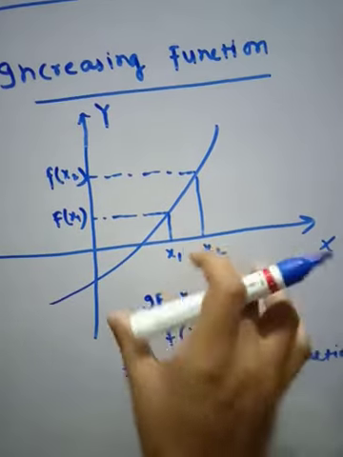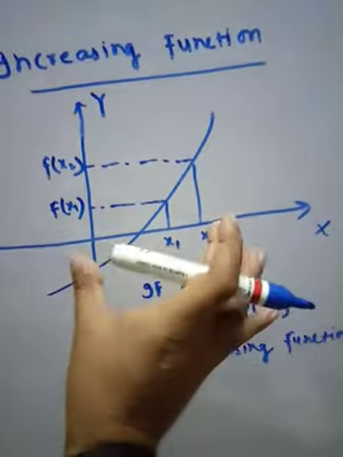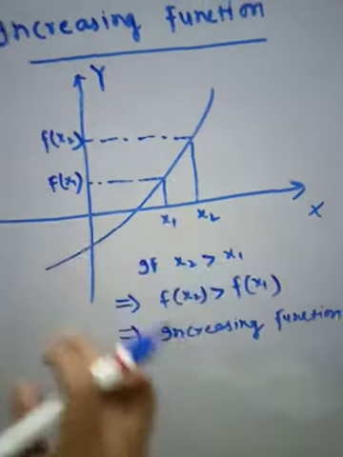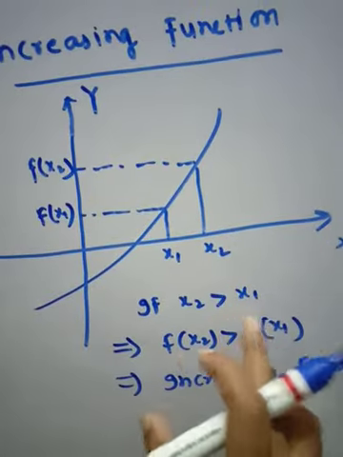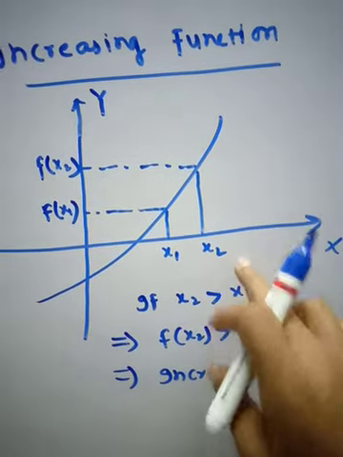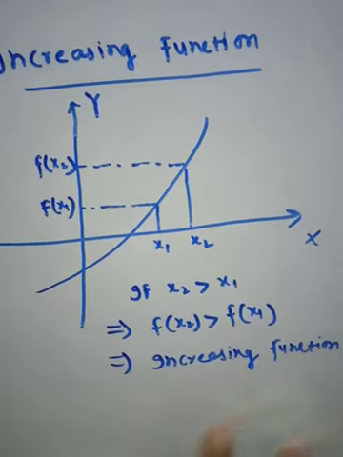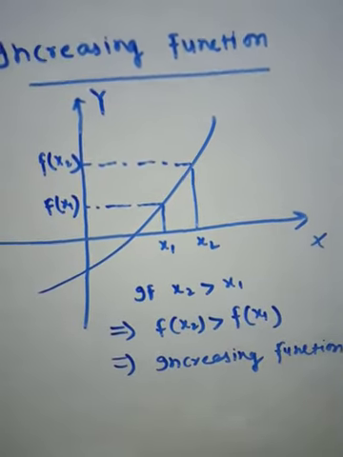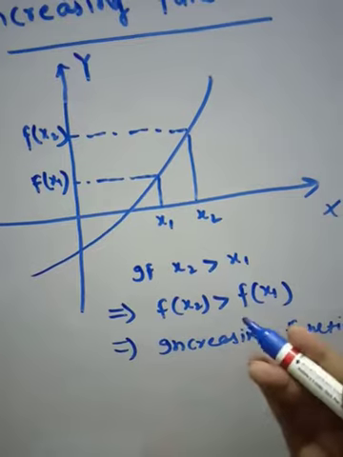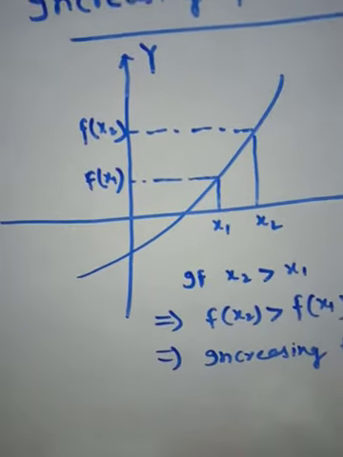So here, this x2 is greater than x1. x2 means this distance and x1 means this distance. So when x2 is greater than x1, the value of the function at x2 will be greater than the value of the function at x1. So that means it is an increasing function. Increasing means when x increases, correspondingly y should increase. So this is the increasing function.